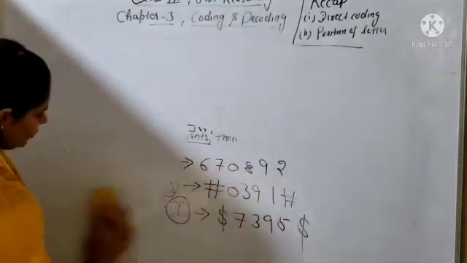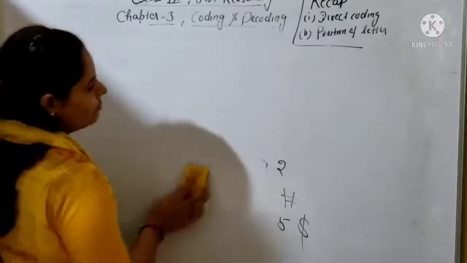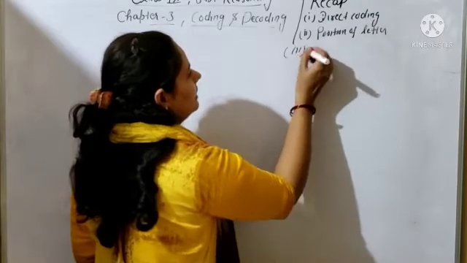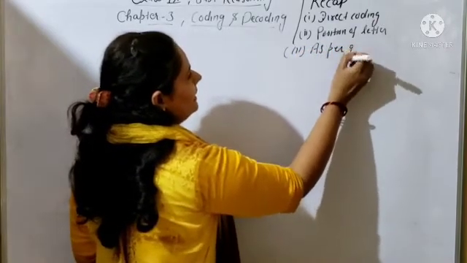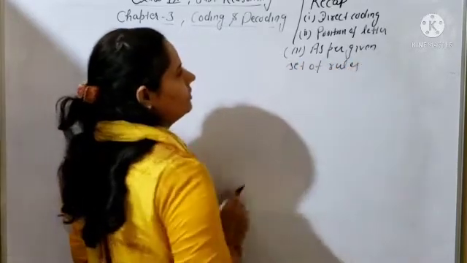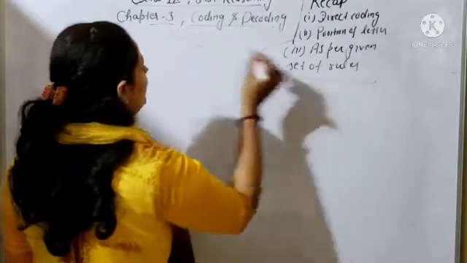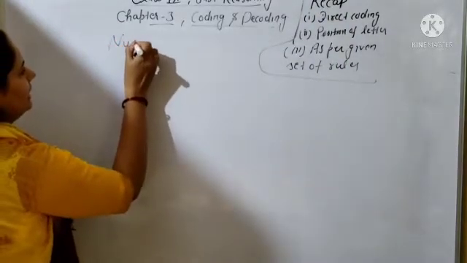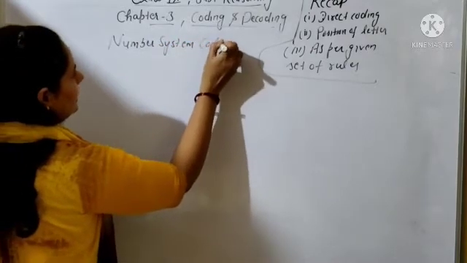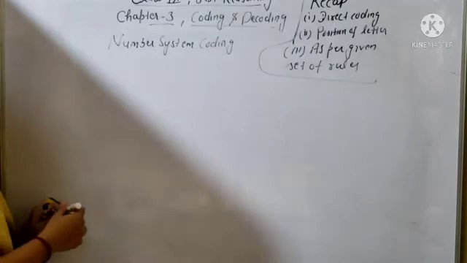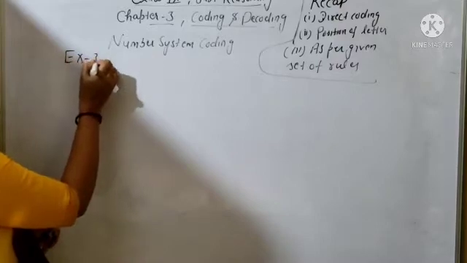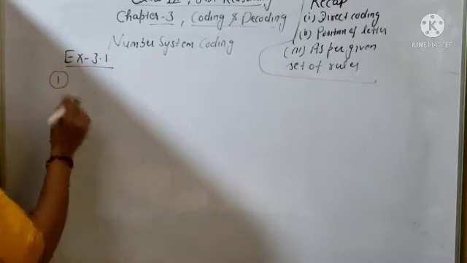So all three types of questions: direct coding, position of letters in English alphabet, and the third one as per given set of rules. Okay, as per given set of rules we will do the coding. Clear? So three types of coding we will do in the number system coding. All three types of coding I have explained. Now we will start the questions. First we will start our exercise 3.1. In exercise 3.1, the first question.